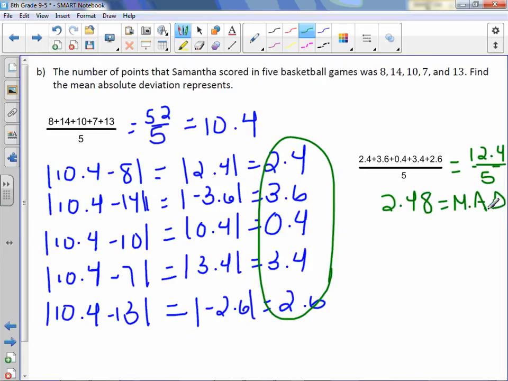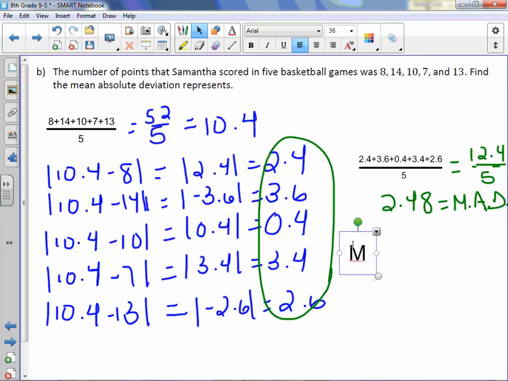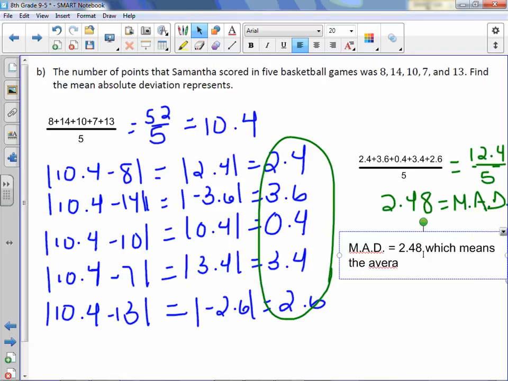And now let's write what it represents. MAD equals 2.48, which means the average each score is from the mean score is 2.48 points.